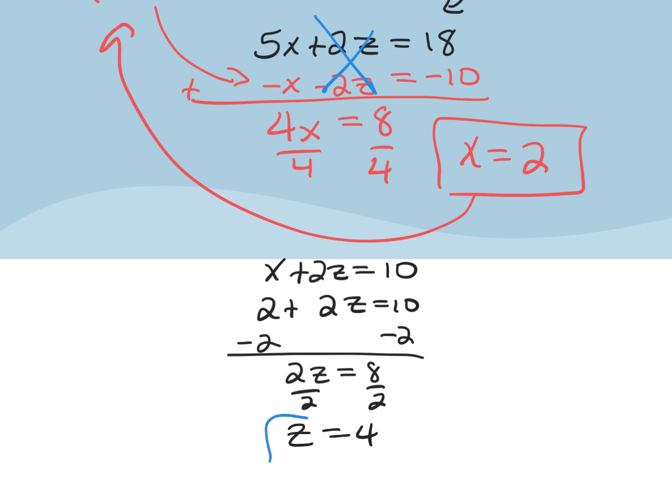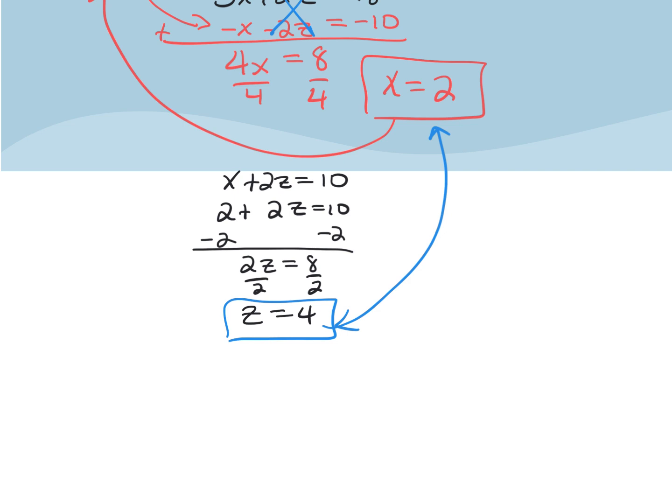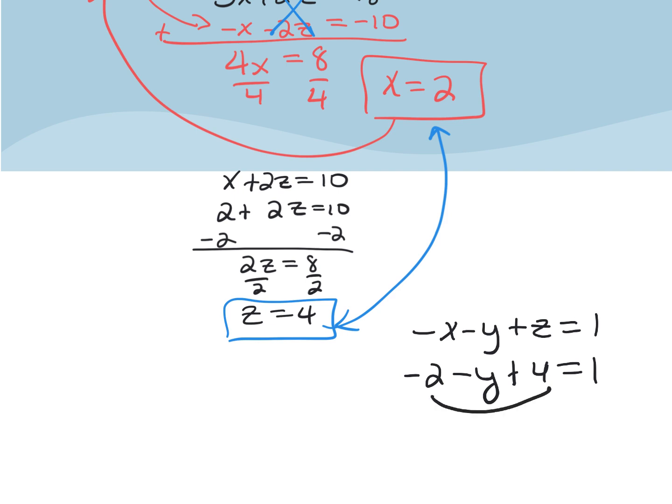I now have two of my variables. I'm going to take both of them and put them up at the beginning and plug them in. I'm going to plug it into the middle one. Again, it doesn't matter. So my middle equation, -x minus y plus z equals 1. My x is 2. My z is 4. I'm going to combine these like terms. 2 minus y equals 1.